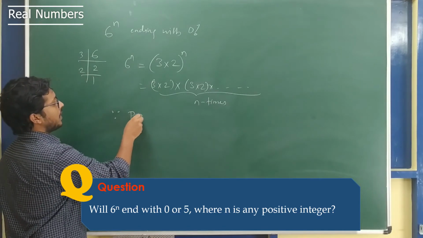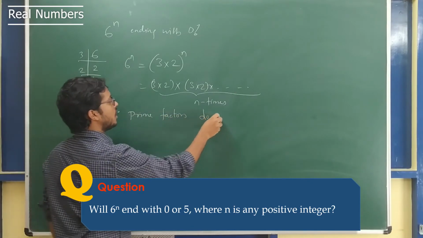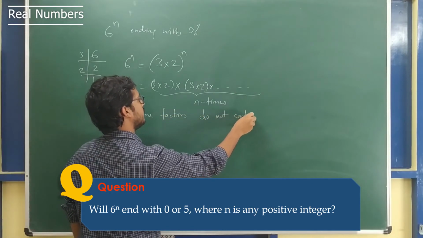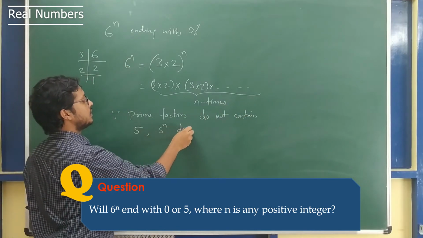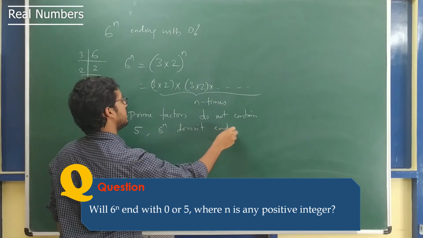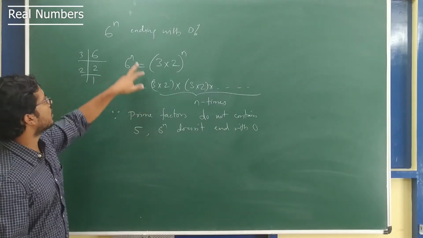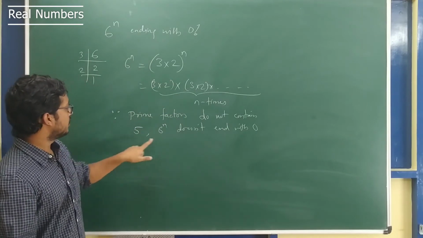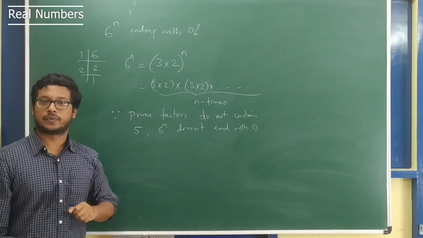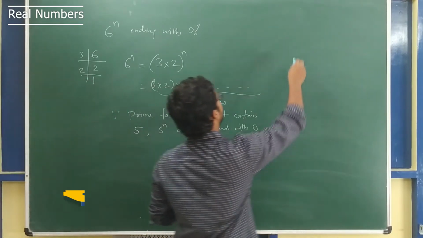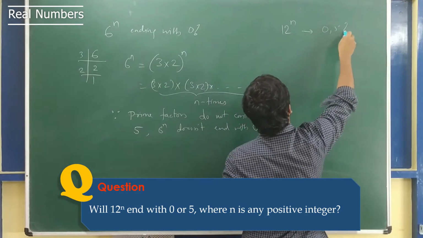Since 5 is missing, the prime factors do not contain 5, so 6 raised to n does not end with 0. Alright, if it contained a 5 and a 2, then it would definitely end with 0. Alright, let's take another example. 12 raised to n. My question is, will it end with 0 or 5?